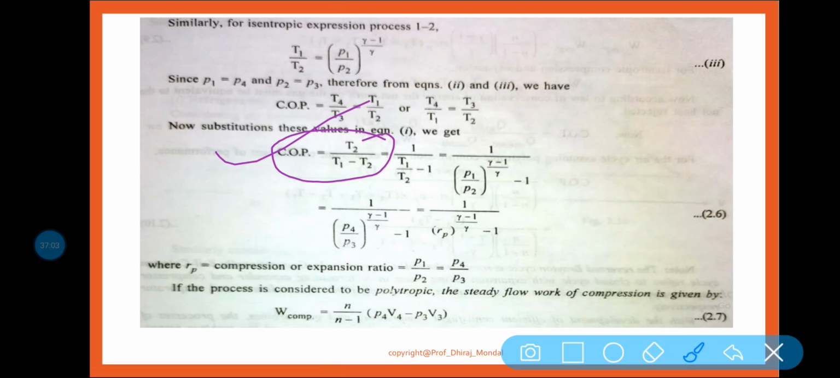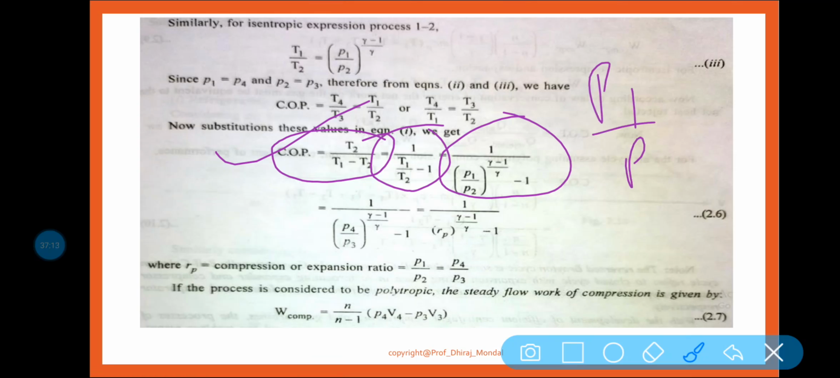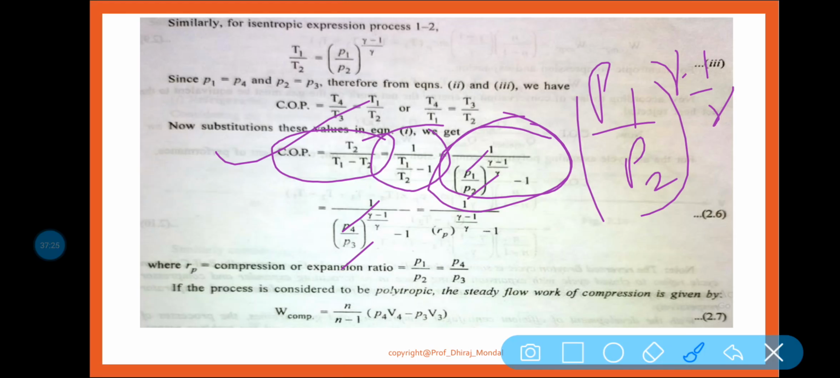Okay, now if I divide by T2, then this equation will come. Now T1 by T2 is equal to the pressure ratio, (P1 by P2) to the power (gamma minus 1) by gamma. So ultimately this is your equation. This equation is very important because P1 by P2 is equal to P4 by P3, and it is equal to Rp, where Rp is the pressure ratio, the compression or expansion ratio.